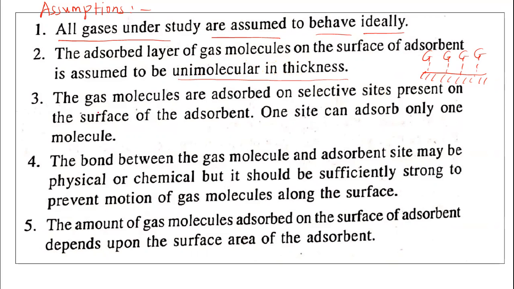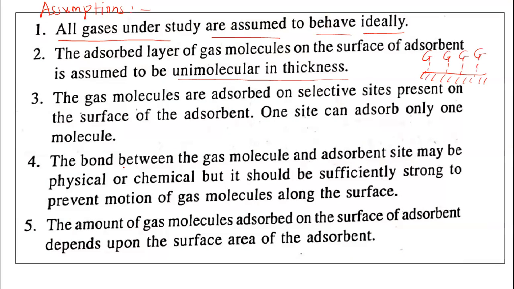Now, the third assumption: the gas molecules are adsorbed on selective sites present on the surface of the adsorbent. Whatever gas molecules are adsorbed here, they are going to be adsorbed onto the selective sites of the adsorbent. One site can adsorb only one molecule. Whatever sites are available on the surface of the adsorbent, onto those sites the gaseous molecules get adsorbed. So the gas molecules are adsorbed on selective sites present on the surface of the adsorbent.